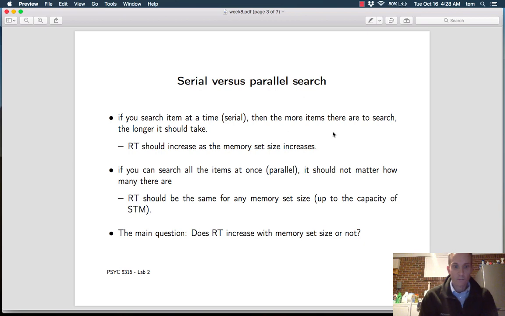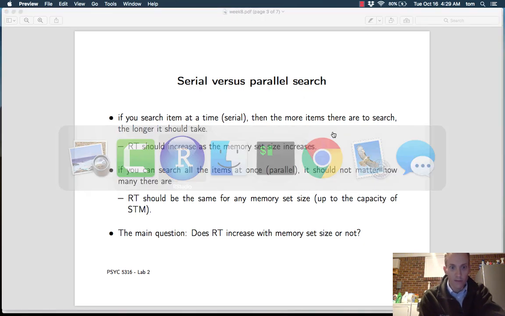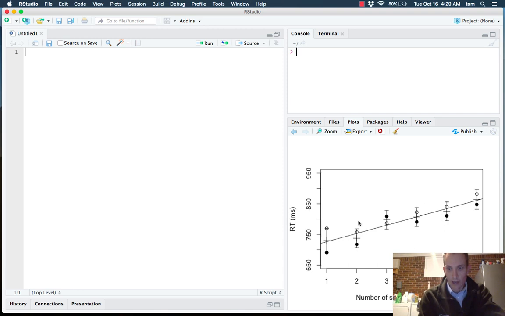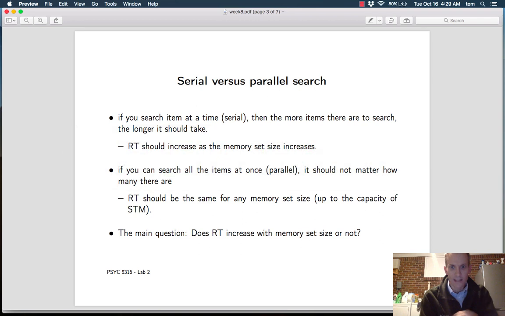Now, of course, what we did was we plotted response times, and if you recall from our previous work, we got a plot that looks something like this, where response time looks to be increasing as a function of the number of symbols in that memory set. Now, let's just go back and see what that says about the type of cognitive processing that is occurring.